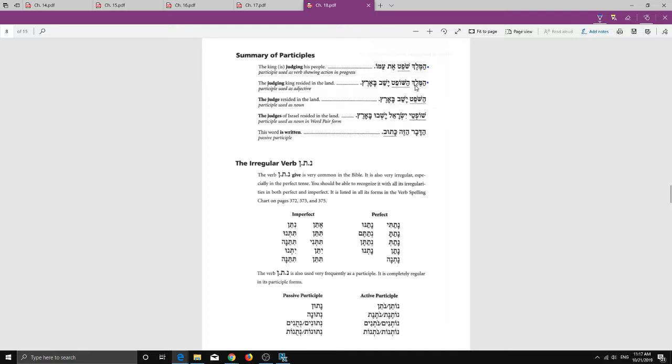Here we have HaMelech HaShofet yashav baAretz. So this is the king, the judging one, lived in the land, or dwelt in the land. We might even fix this a little more and say the judging king lived in the land. HaShofet yashav baAretz. So this is just: the judge lived in the land, resided in the land.